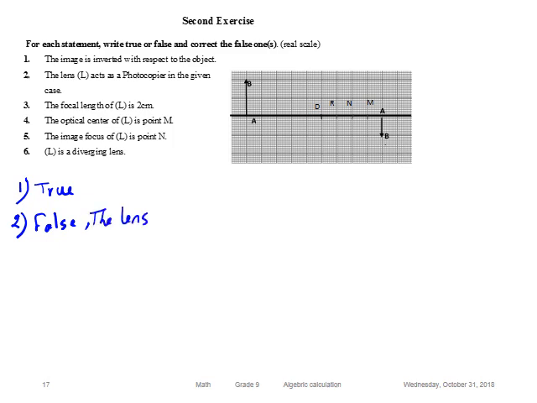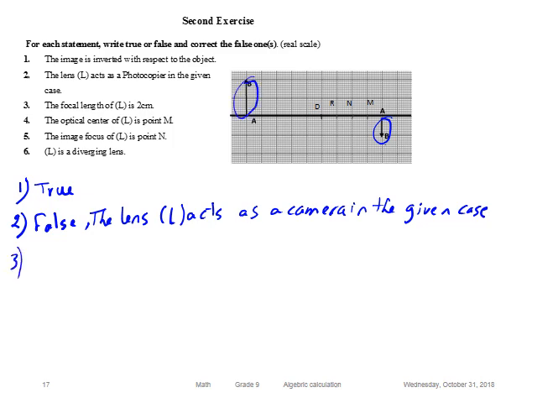The lens L acts as a camera in the given case, since the image is less than the object. Number 3. The focal length of L is 2 cm. First, join B prime. Then, draw a parallel line from B to the optical axis. This ray goes toward B prime. So the focal length is equal to 2 cm, so it is true.